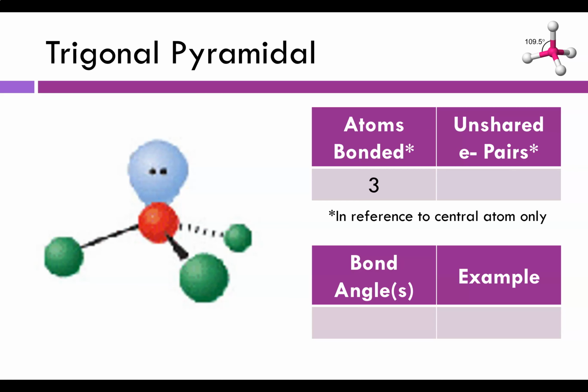3 atoms bonded to the central atom. 1 unshared pair of electrons. We're going to see those bond angles kind of shrink a little bit as that electron cloud takes up a bunch of space and forces the bonded atoms closer together. NH3, ammonia, is a trigonal pyramidal molecule. 1 unshared pair of electrons, 3 bonded pairs.